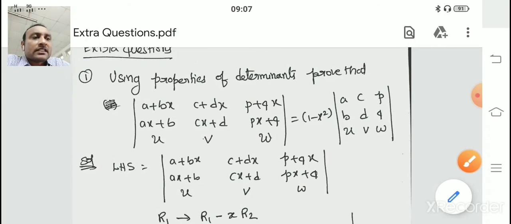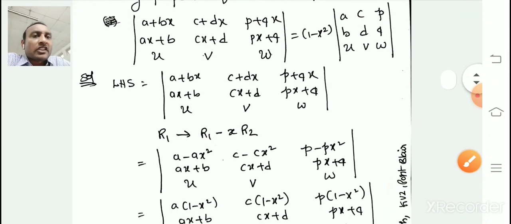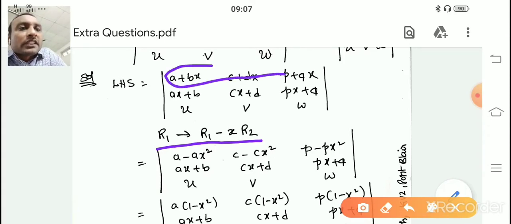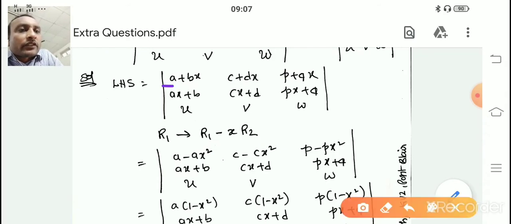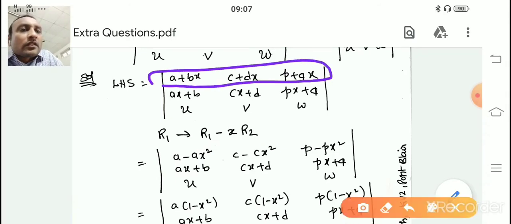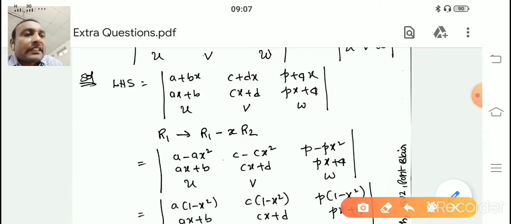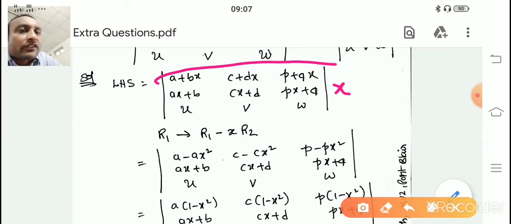After writing that LHS as it is, I apply the operation R1 as R1 minus XR2. Why R1 as R1 minus XR2? This row 1 I am changing by multiplying x to row 2 and subtracting. That means this x must be multiplied to row 2, then you subtract from row 1.